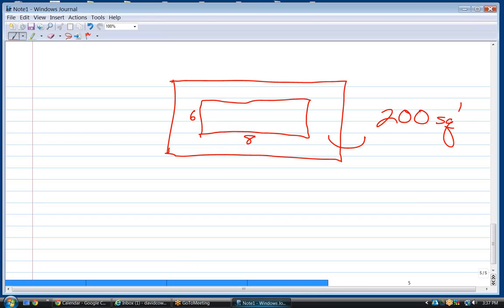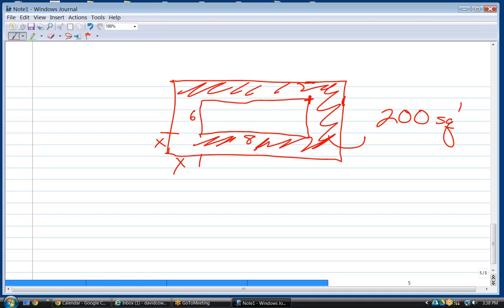The one piece of information they've given us is that this thickness from here to here is the same as from here to here. Okay, so let's put a variable on that. What shall we call it? X. Okay? Now, we can say, if we want, a shaded area problem.